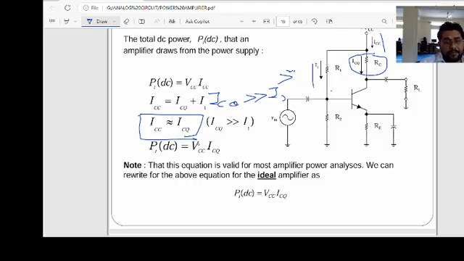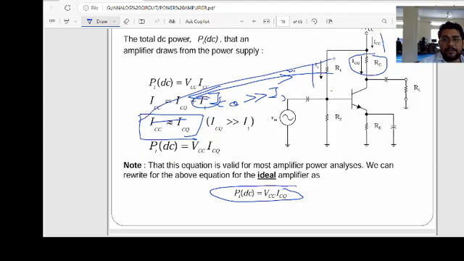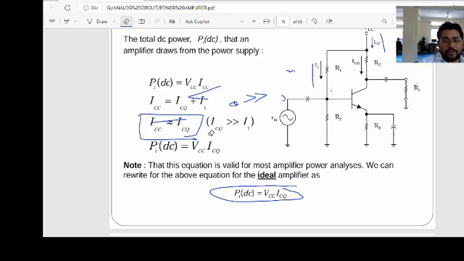So we can find the DC power, ICQ into VCQ, where we have neglected I1, which is flowing through here, and that's why this IC is already ICQ. So this is the IC. We should know how the DC power is calculated here.